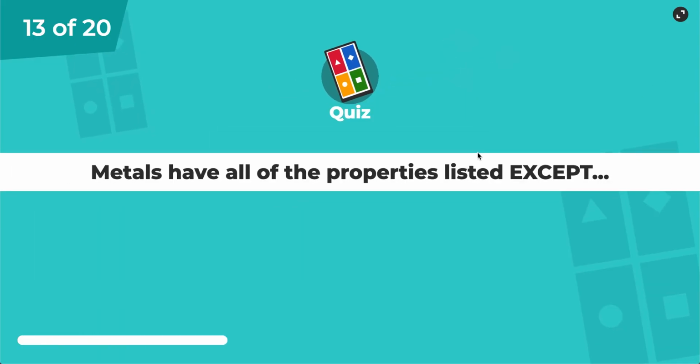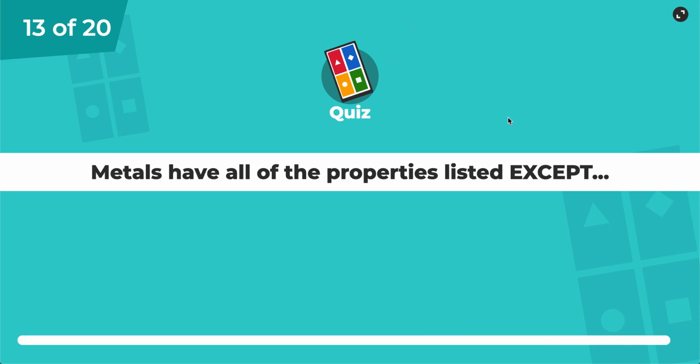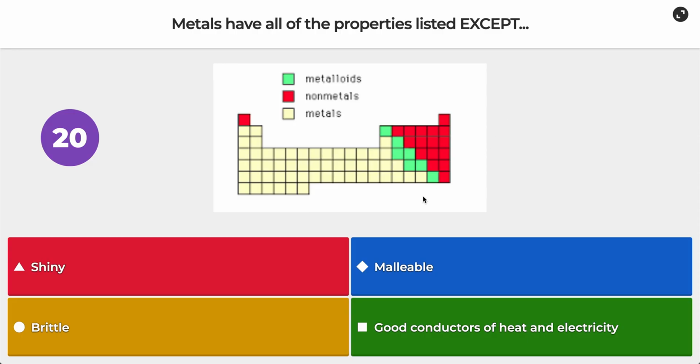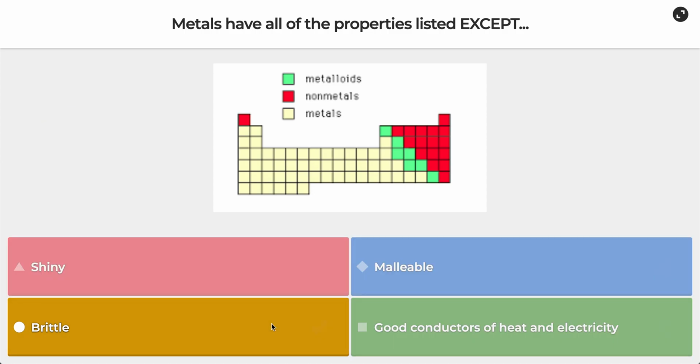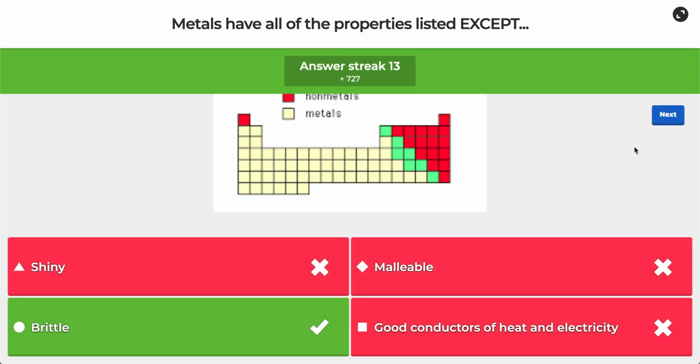Next question. Metals have all of the properties listed except what? Well, metals are shiny. They are malleable, meaning they can be bent. And they are good conductors of heat and electricity. However, metals are not brittle. Brittle means that if you have something and you try to bend it, it snaps. And metals will bend but not break.